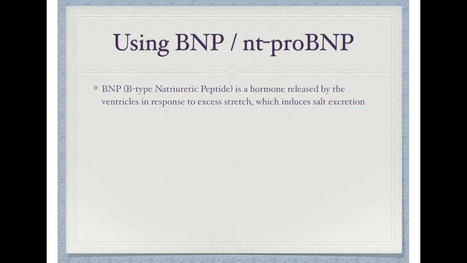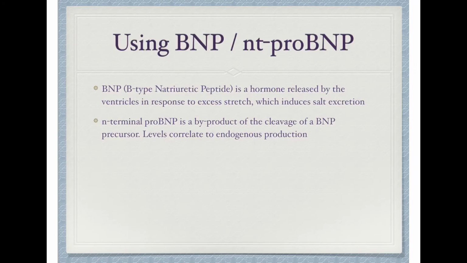The role of the brain natriuretic peptide is to induce the kidneys to promote salt excretion and relieve the stretch on the heart in order to decrease the workload of the heart. Essentially, high levels of BNP would tell the clinician that the heart is under a lot of stress and is trying to relieve some of that stress by getting rid of salt and water.